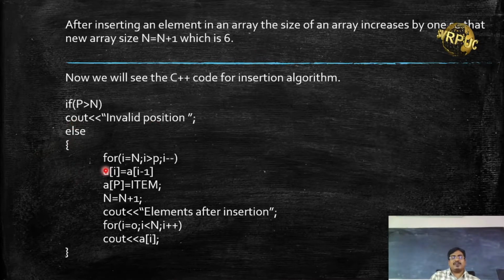In the else part we have for i is equal to n, where I initialize the index value to n, then I will compare the index value with the position, then decrement the value. This is what the statement is. So now we will see how this else part works in the statement or in the logic.